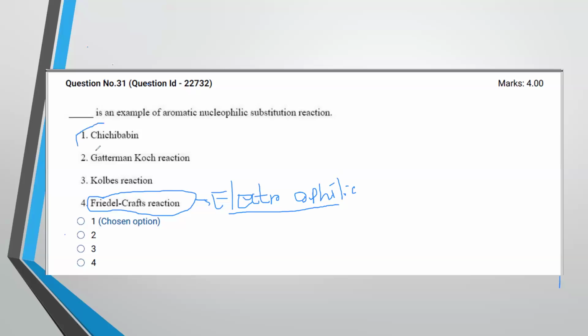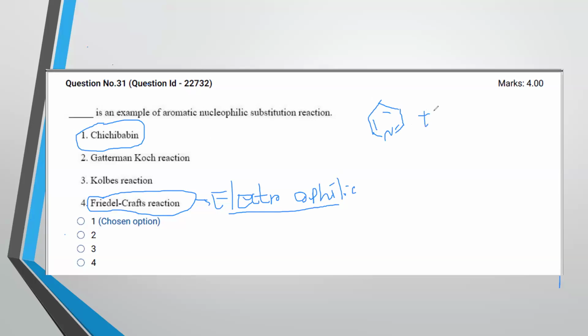Answer is Chichibabin. Yes, Chichibabin is the correct answer. Chichibabin happens in which heterocyclic ring? In which heterocycle? Pyridine. Very good. It happens in pyridine.